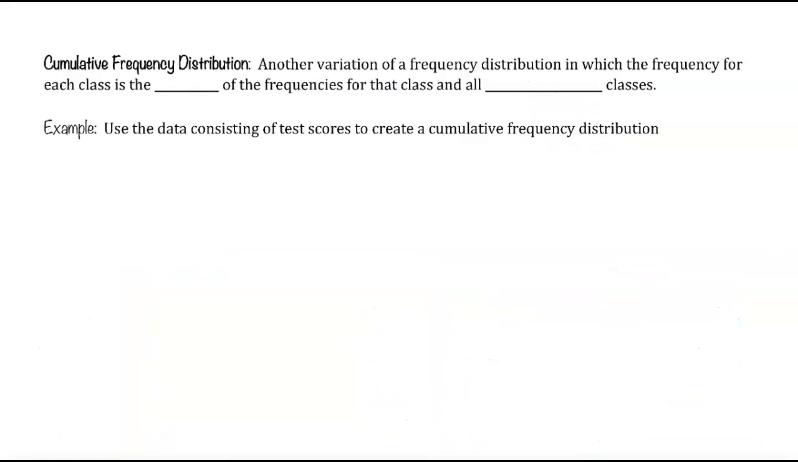There is one more type of frequency distribution that we need to discuss, and that's our cumulative frequency distribution. This is another variation in which the frequency for each class is the sum of the frequencies for that class and all previous classes. In other words, we're going to keep a running total as we go from one class to the next. Let's take a look at our frequency distribution that we already created.